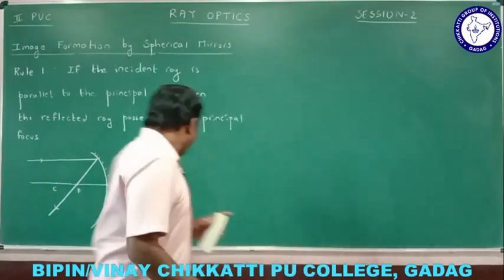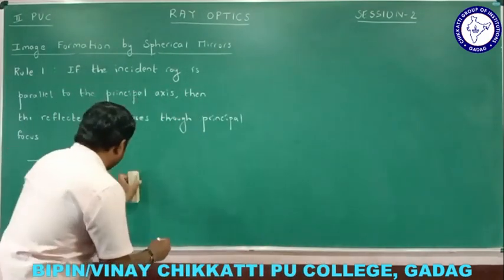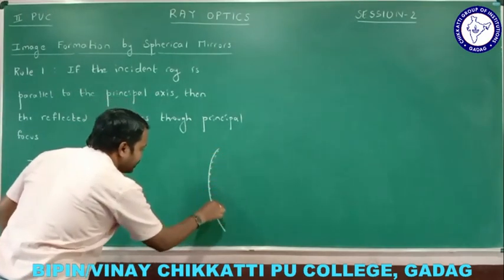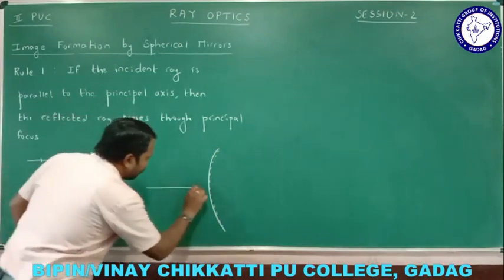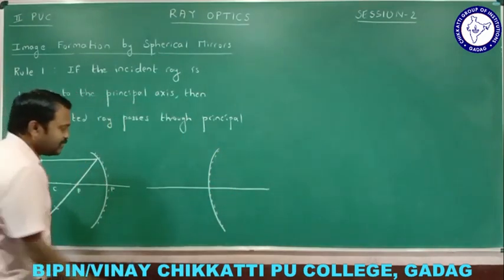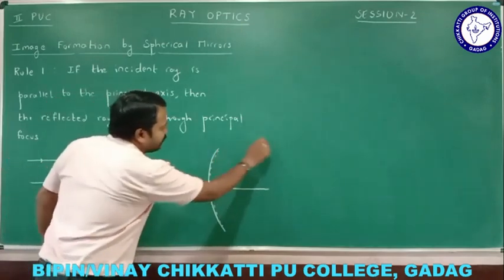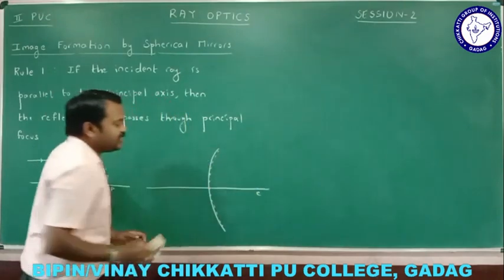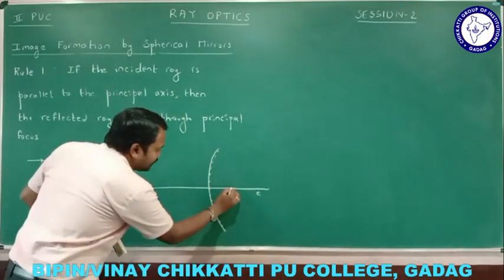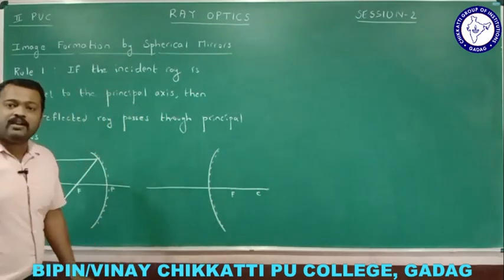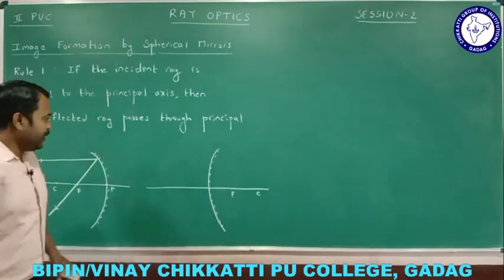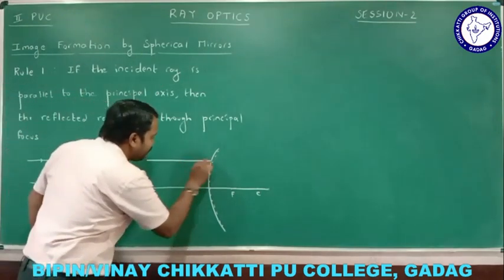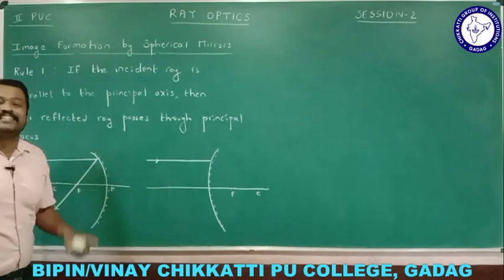Let me take a convex mirror and let us check it out. This is the convex mirror whose reflecting surface is outside the curve. This is the principal axis and this is the pole, and let us imagine a sphere. The center of the sphere is its center of curvature, and exactly at the middle there will be principal focus. Let me take the incident ray which is parallel to principal axis.